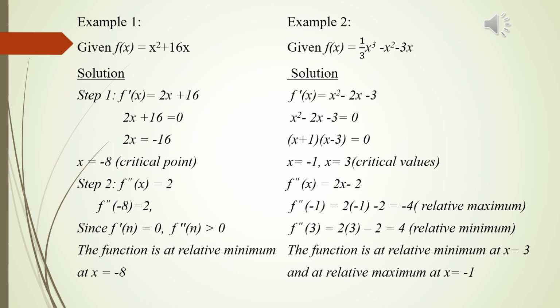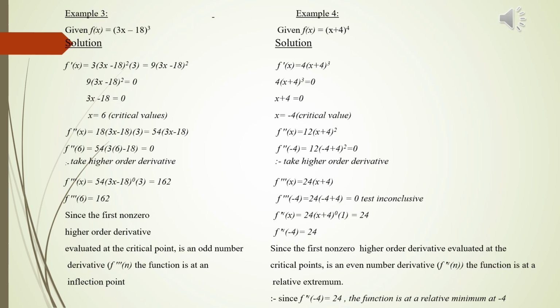Example 3. Given f of x equals 3x minus 18 all raised to power 3. Solution, take the first derivative. F prime of x equals 3 open bracket 3x minus 18 close bracket raised to power 2 open bracket 3 close bracket. That will give us 9 open bracket 3x minus 18 all raised to power 2. So we have to set this to 0. We have 9 open bracket 3x minus 18 raised to power 2 equals 0.